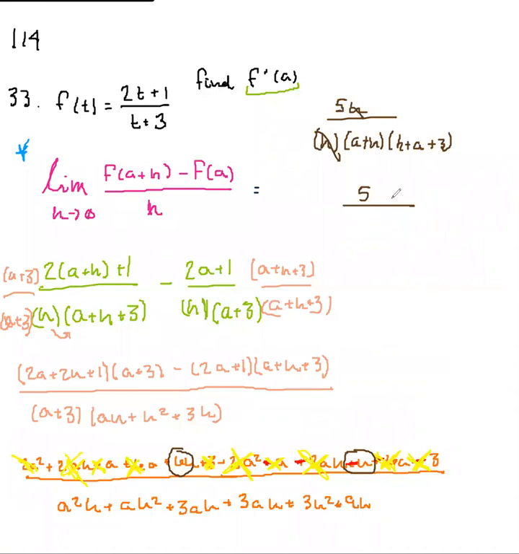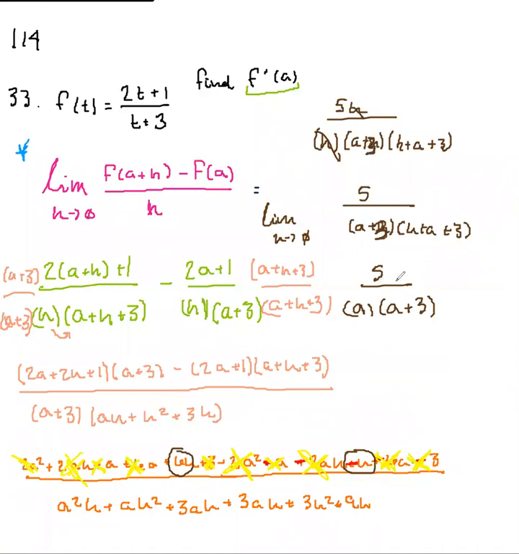So I've got a plus h, h plus a plus 3, and this is a limit as h is going to 0. So I have 5 over a times a plus 3. Is this a plus h? I missed something here. This is not a plus h. This is a plus 3. So this is a plus 3.